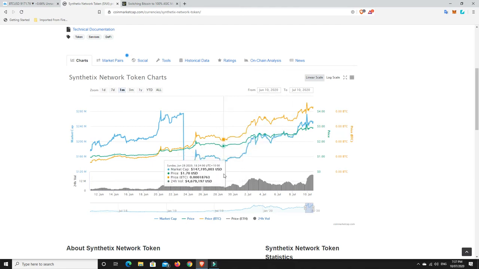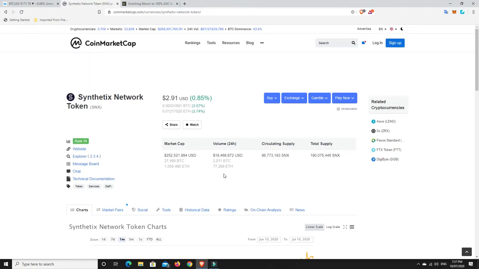So Synthetix, yeah, loving this coin at the moment, and it's my biggest gainer. I think I'm up about 300% in my total earnings. I'm up even more from when I got into it very early, I think nearly 400 to 500%.